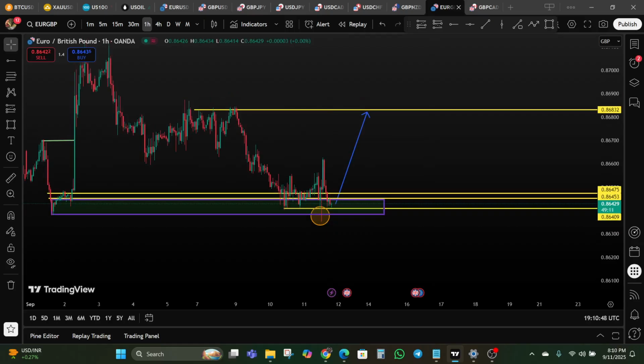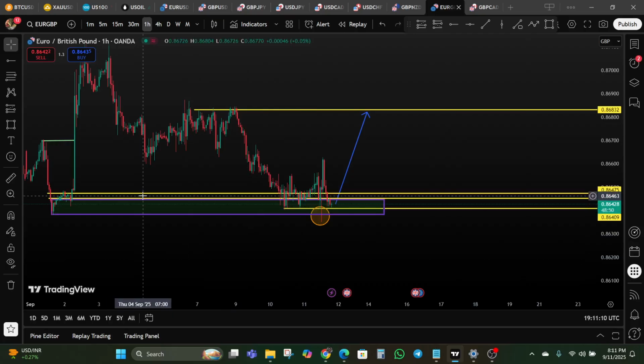Remember that after liquidity sweep, we turn to order blocks. An order block is the last bullish or bearish candle before a strong push. It acts as a footprint of institutional activity. So when price returns to this zone after sweeping liquidity, it often provides a high probability setup for day traders.